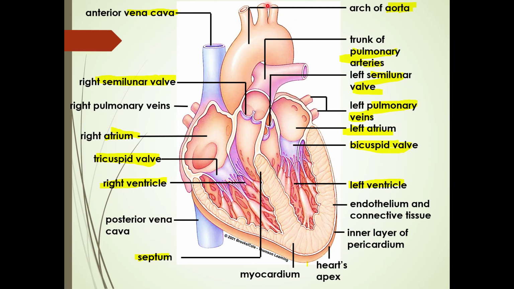Then the deoxygenated blood becomes oxygenated blood, then goes back to the pulmonary veins, and then goes to the aorta. So that's the process, right?